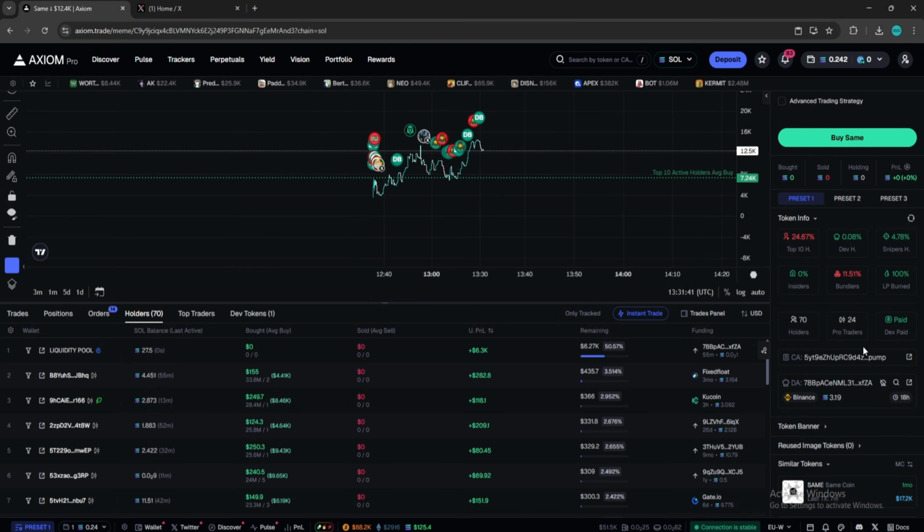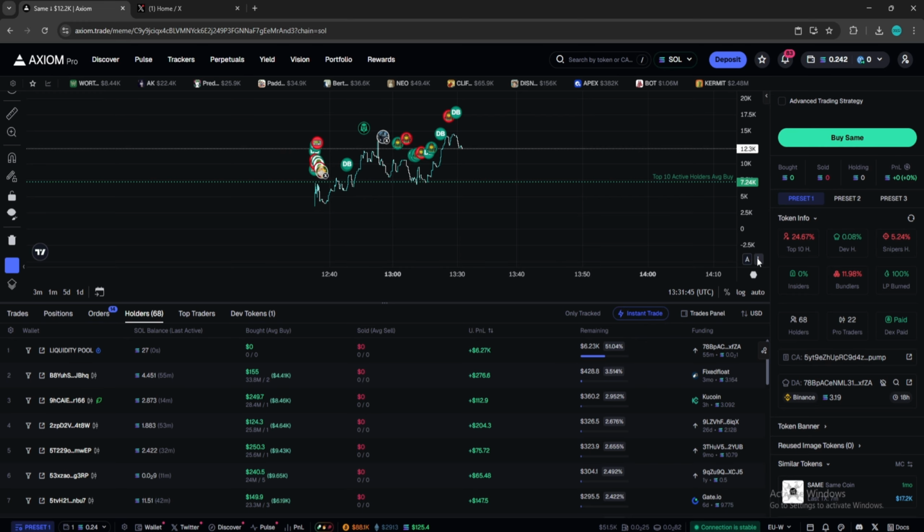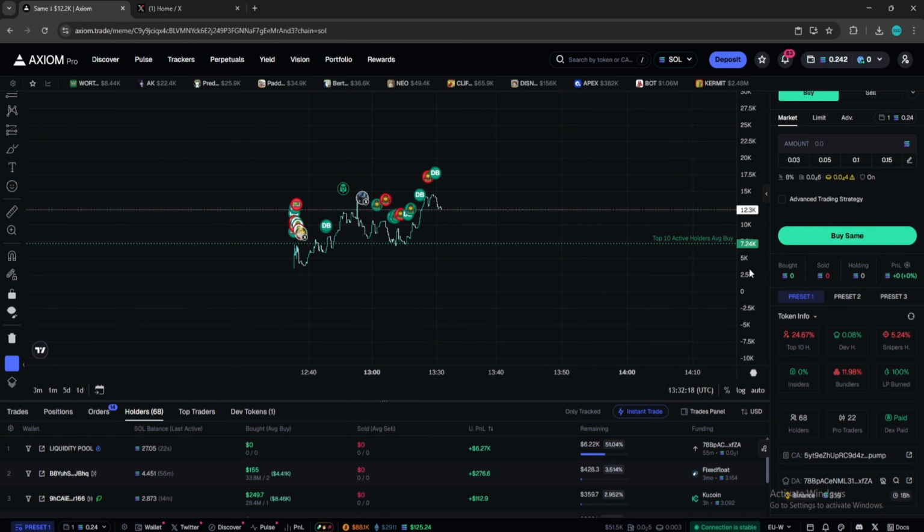DEX Screener is a platform and website that people use to scan coins and stuff. When DEX is paid, it means the coin can be promoted and is going to get shown to more individuals, therefore more engagement in the coin, more buyers, etc. So this is very important. You want the DEX to be paid, but not too early. But yeah, that was the token information.